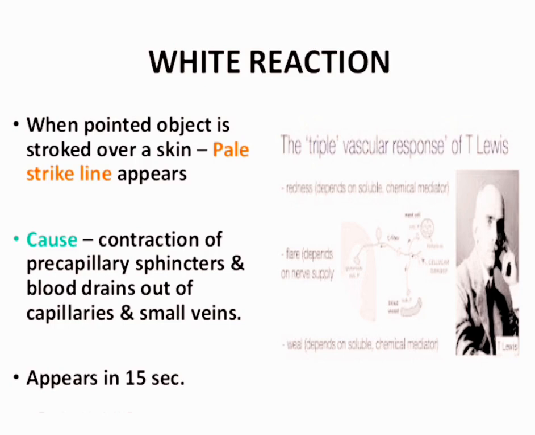Now the first component, the white reaction, was introduced by T. Lewis. When a pointed object is stroked over the skin, a pale streak line will appear. What is the cause for it? It is due to contraction of the precapillary sphincters, and also the blood will be draining out of the capillaries and from the small venules and veins. It appears in almost 15 seconds.